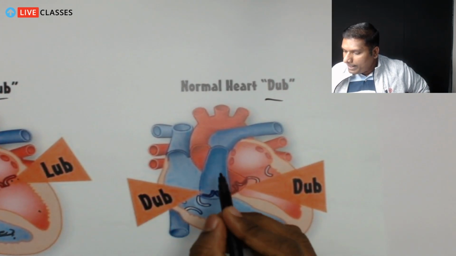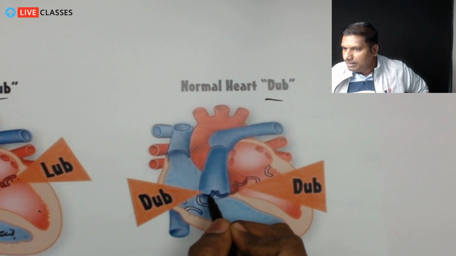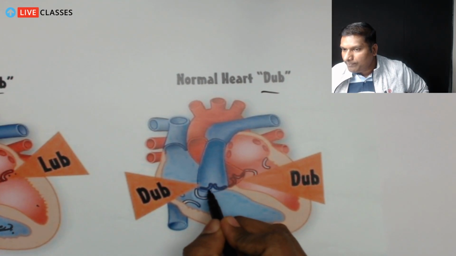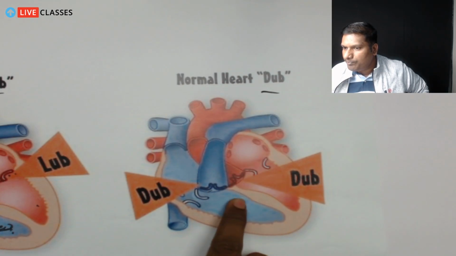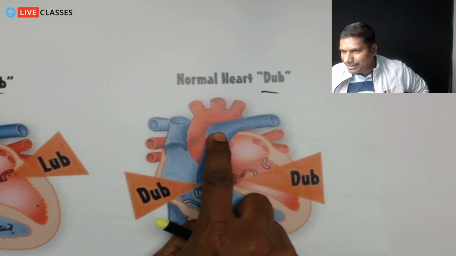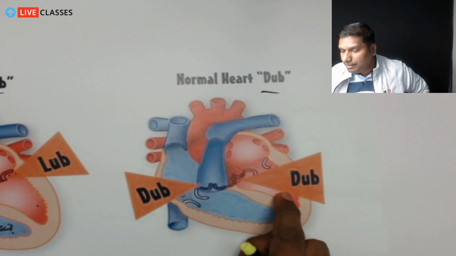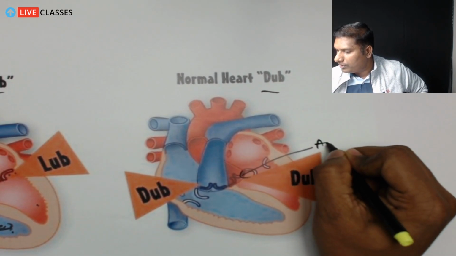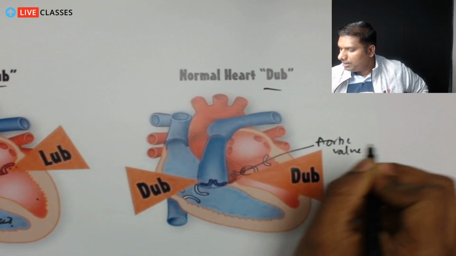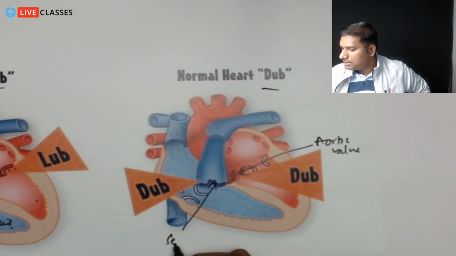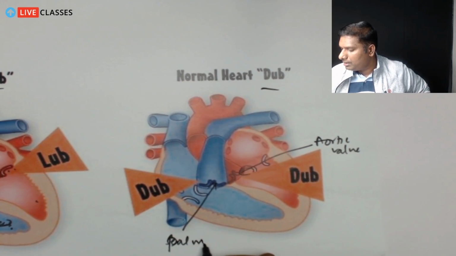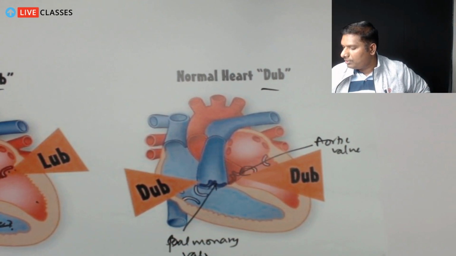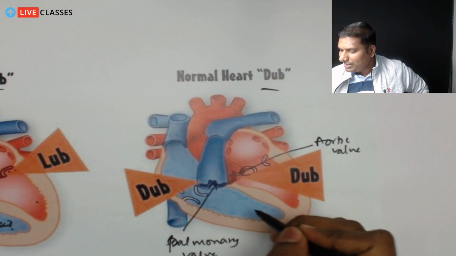Then the semilunar valves. When I say semilunar valves, we are talking about the pulmonary valve, which is present between the right ventricle and the pulmonary artery, and the aortic valve, between the left ventricle and the aorta. So you have your aortic valve, and you have the pulmonary valve. When these valves close, when will they close?